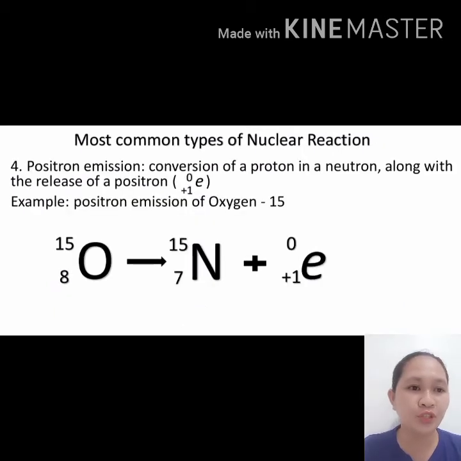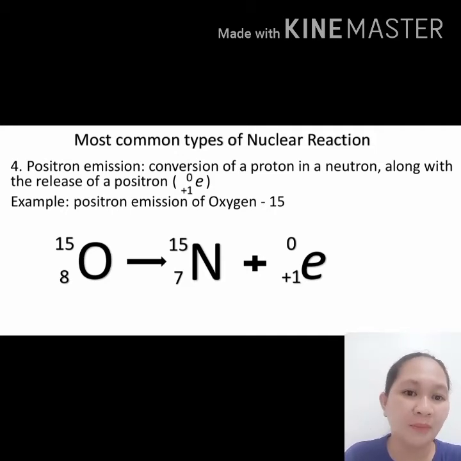Next is positron emission. So, pag sinabi natin positron emission, conversion of proton into a neutron along with the release of positron. So, yung ating positron symbol is represented with letter e, a superscript of 0 and a subscript of positive 1. Kagaya ng nasabi ko kanina, parehong-pareho sila ng electron. Ang pinagkaiba lang, ang subscript ng positron is positive 1, ang subscript ng electron is negative 1.